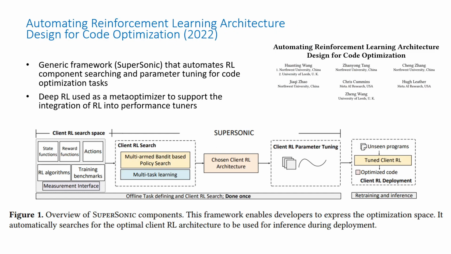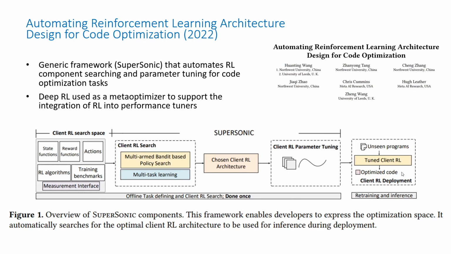This paper presents Supersonic, a meta-optimizer to do automatic selection of reinforcement learning algorithms and hyperparameter optimization for compiler optimization problems. The paper comes from Northwest University in China in collaboration with Meta AI Research and University of Leeds. Initially, you have a set of reinforcement learning algorithms to choose from, and one is selected automatically. To do that selection process, they use multi-armed bandit-based policy search and multitask learning. Once the reinforcement learning architecture is chosen, they do hyperparameter optimization, the tuning, and then finally do the deployment.